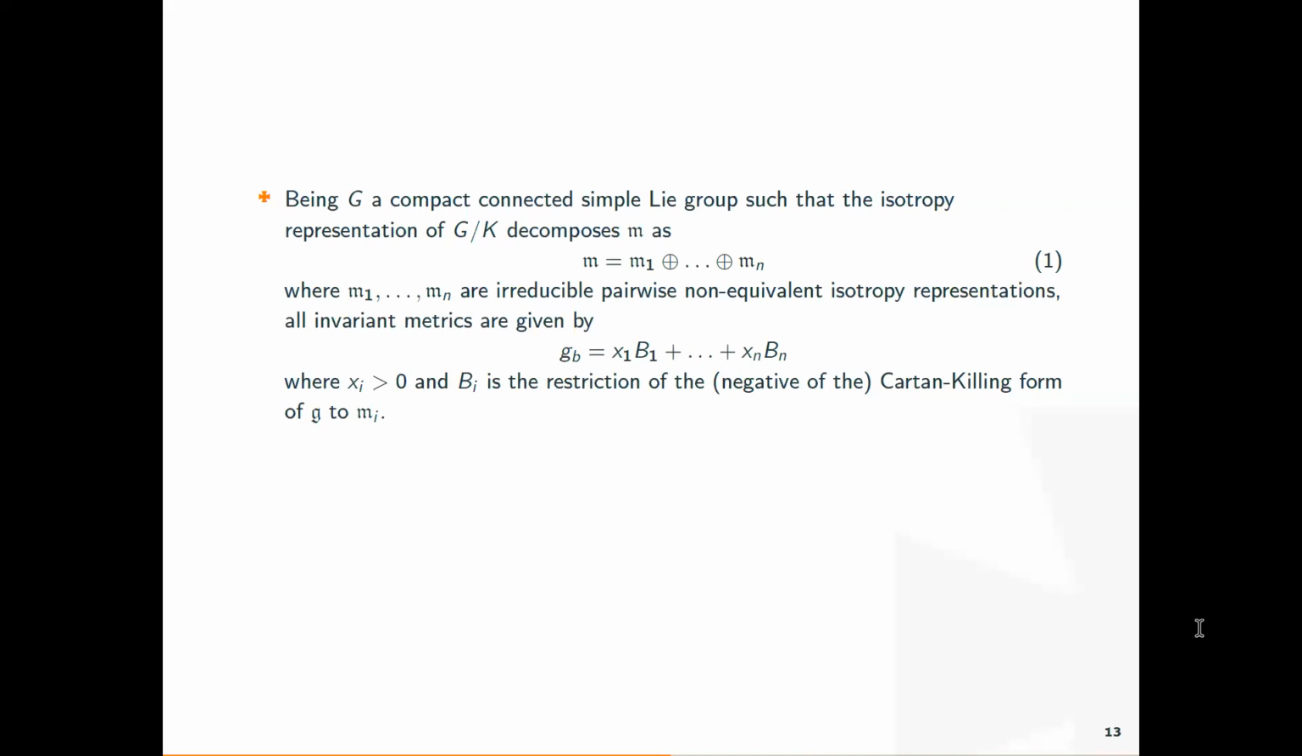And so our metric becomes diagonal somehow, because we have here these parameters x_1 to x_n, and B_i is the negative of the Cartan-Killing form restricted to this invariant subspace. And of course, the same happens to the Ricci tensor. So we have only numbers here, and everything becomes way easier to describe. And this is a very important aspect about homogeneous spaces.